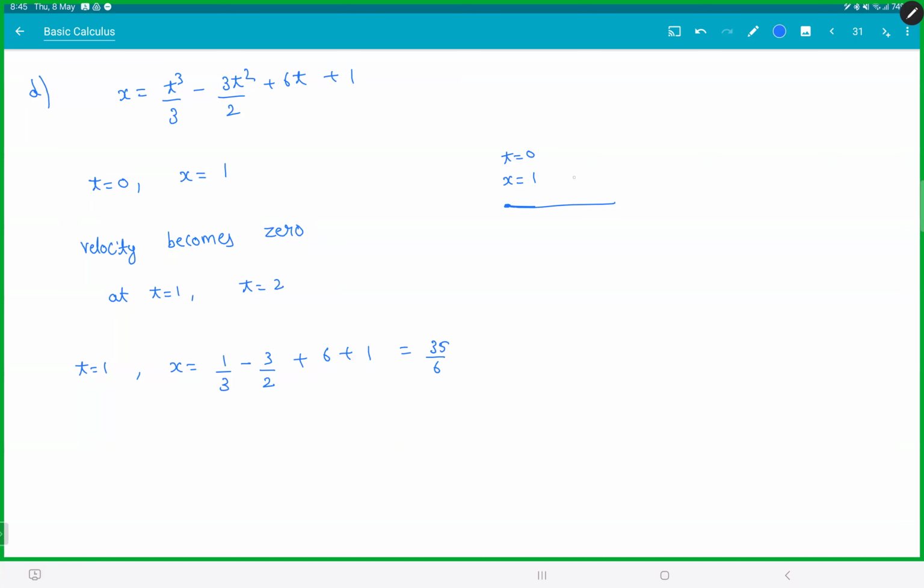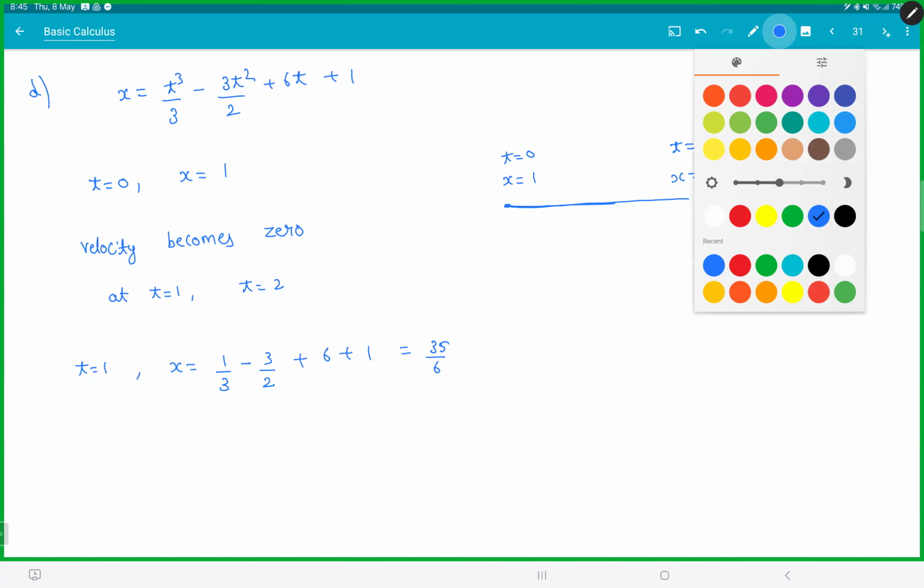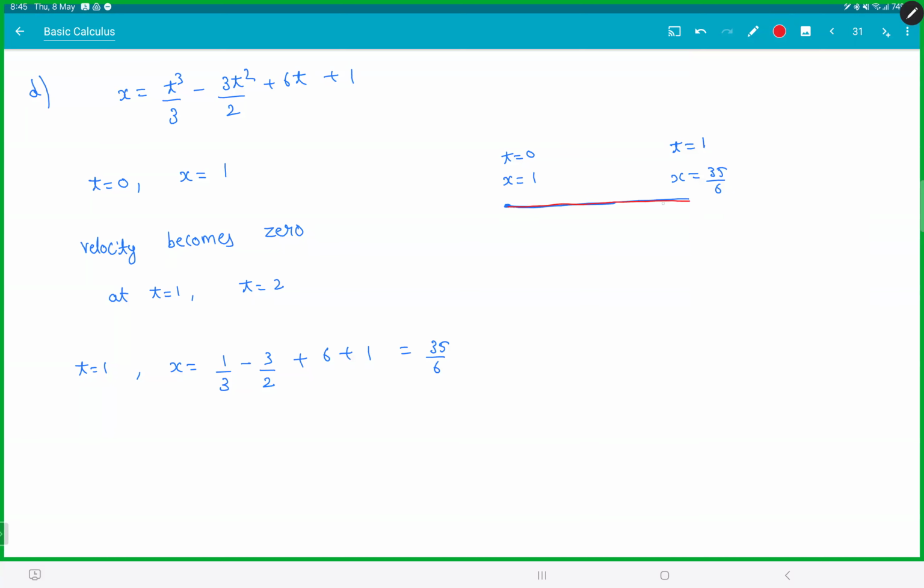That means this particle at t is 0 is at x is equal to 1, and you will travel forward, forward, forward. At t is equal to 1 second, you have reached x is equal to 35 by 6. And then you took a turn backward. Let's see how far it went before turning backward. At t is equal to 2, where are you? Every time you stop, you're basically taking a turn backward. So at this point, your velocity is 0.